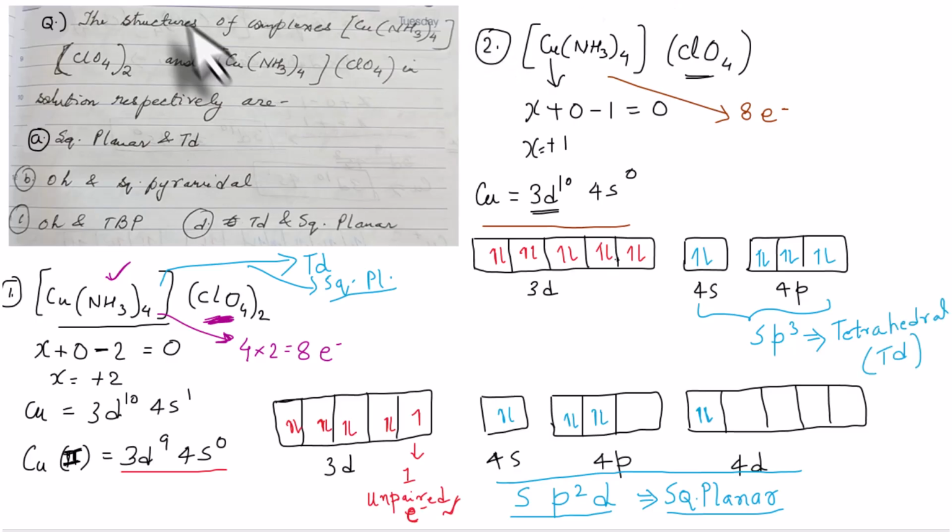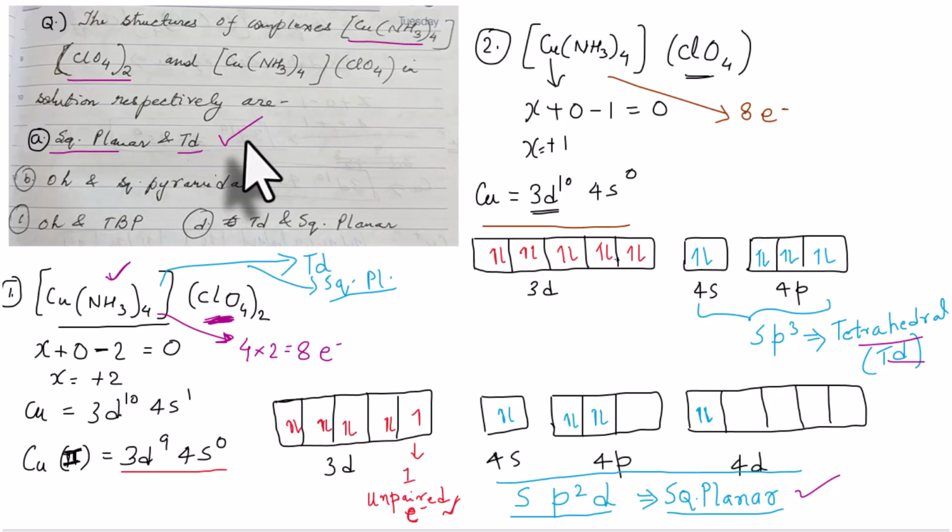That means what should be the correct option in this question? What should be the answer? For the first complex, where we have ClO4 twice, it is square planar. And for the second complex, the geometry is tetrahedral. So option A is the correct option.